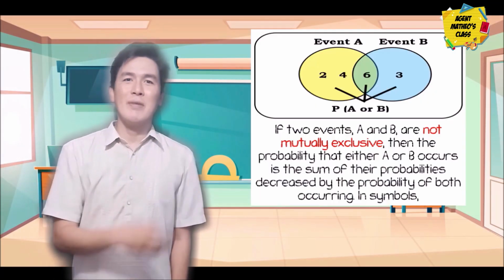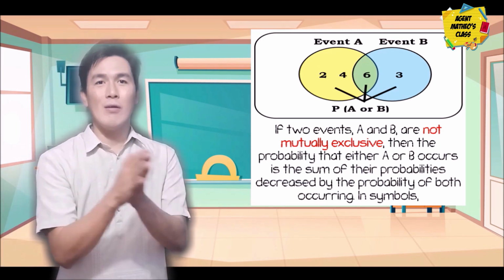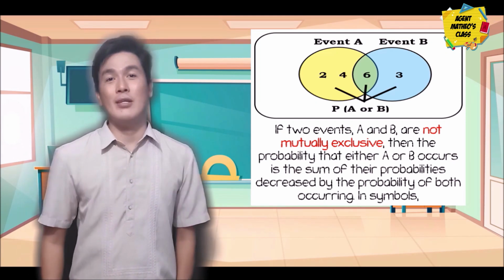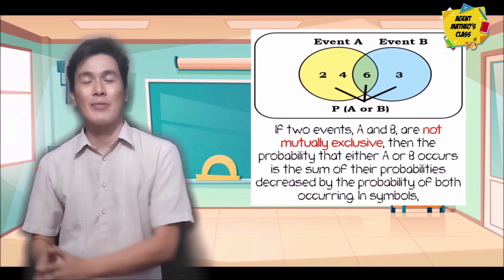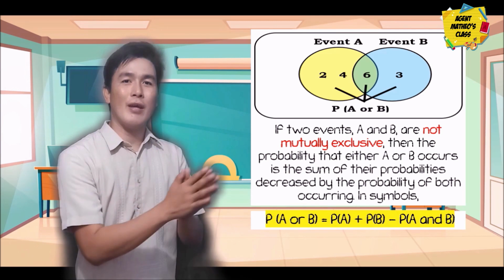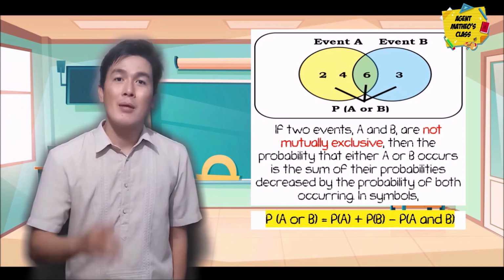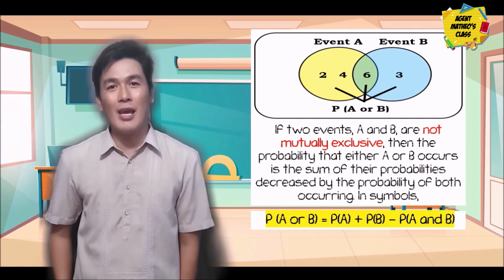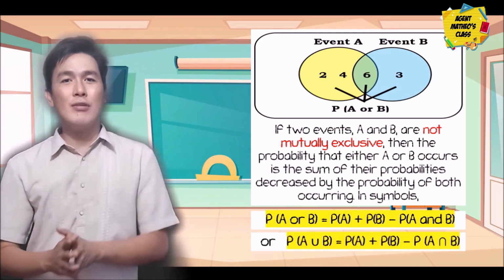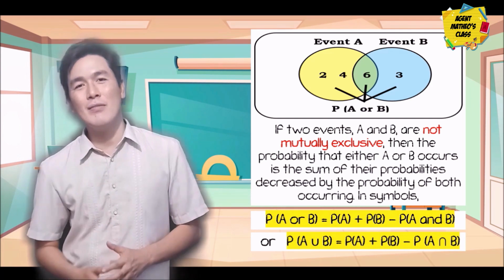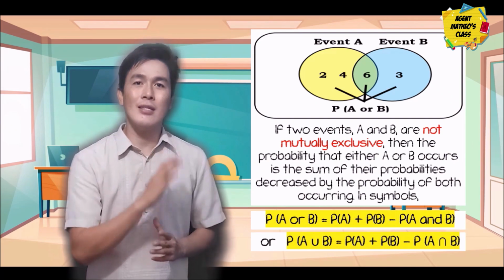So if two events A and B are not mutually exclusive, then the probability of either A or B occurs is the sum of their probabilities decreased by the probability of both occurring. In symbols, the probability of A or B is equal to the probability of A plus the probability of B minus the probability of A and B. In other symbols, this will be the probability of A union B is equal to the probability of A plus the probability of B minus the probability of A intersection B.